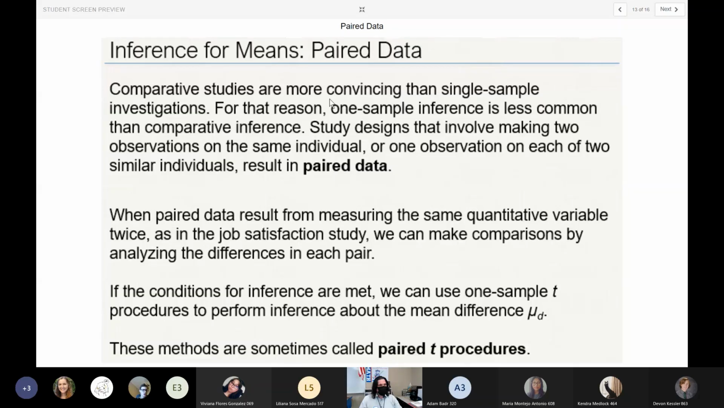Comparative studies are more convincing than single sample investigations. For that reason, one sample inference is less common than comparative inference. Study designs that involve making 2 observations on the same individual or 1 observation on each of 2 similar individuals result in paired data. Right? This sentence here gives us the definition of when it's paired data. If we're making observations about 2 separate groups with different individuals, that becomes what we'll do in the next chapter.